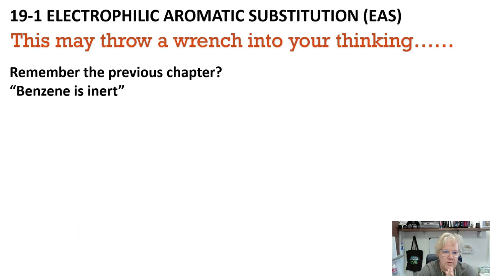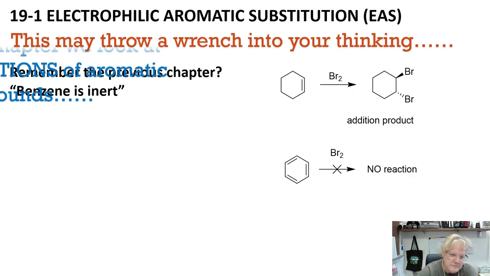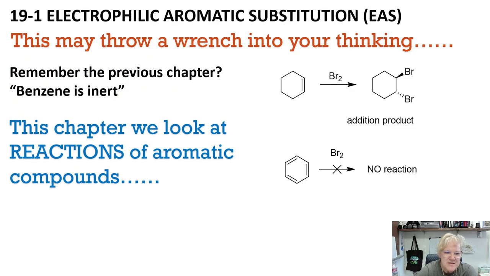Well, wait a minute. Some of you out there might be thinking, this is throwing a wrench into my thinking. Didn't you say benzene was inert in a previous chapter? Because when we talked about addition, okay, we had cyclohexene, we threw some bromine on it, and we got the 1,2 addition. And then I said, if you take benzene and bromine, you don't get that reaction. Okay, well, this is true.